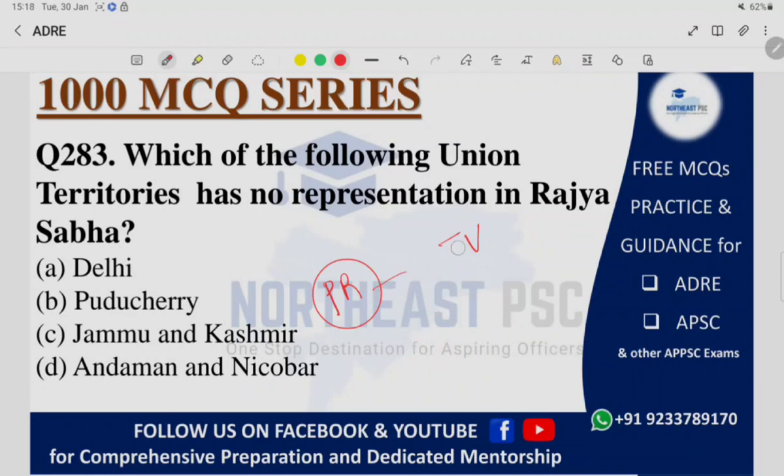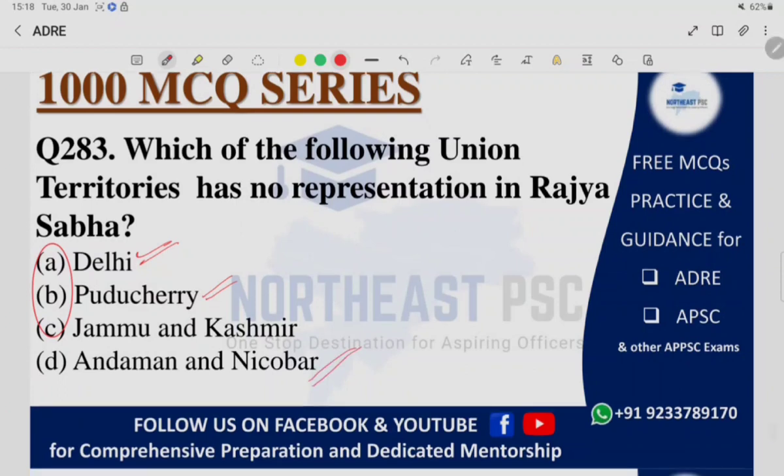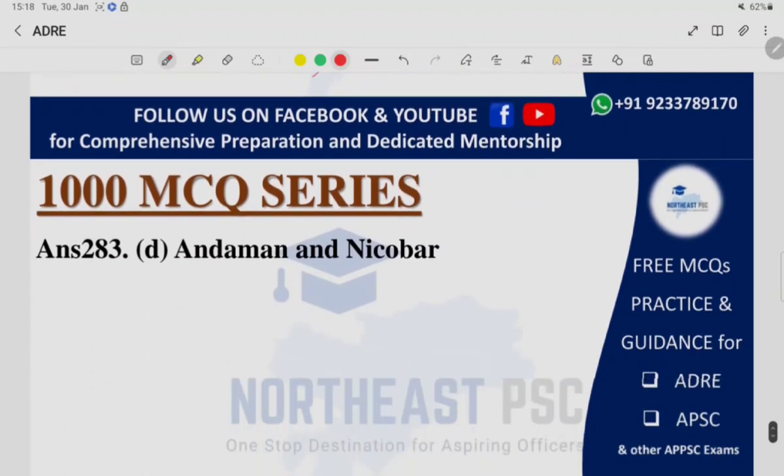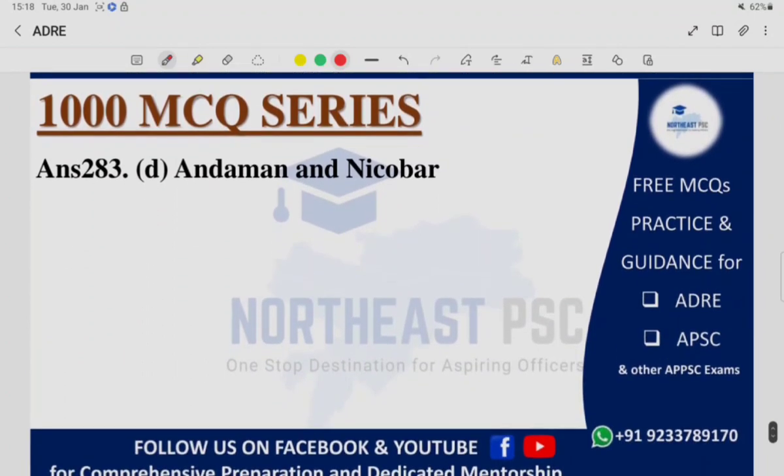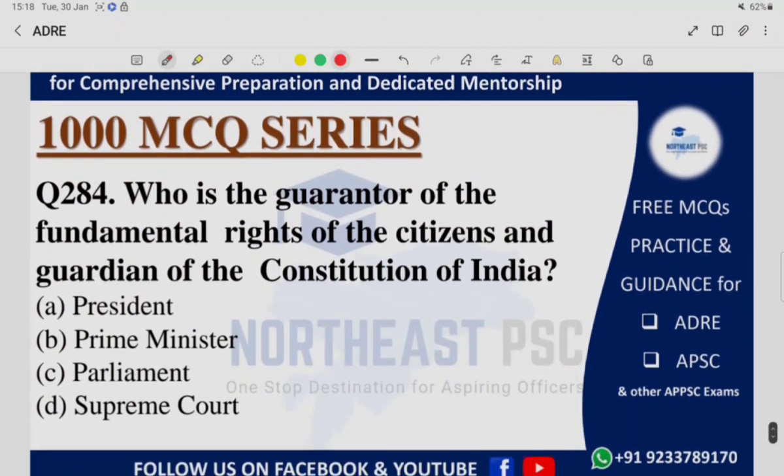So what we know is that there are some union territories that have a legislature. In Delhi we see a legislative assembly, in Puducherry we see a legislative assembly, and in Jammu and Kashmir we see a legislative assembly. Andaman and Nicobar Islands is the one where we do not find any kind of legislative assembly. So what does that say? That it will not have any kind of representation in the Rajya Sabha. So D is the correct answer. I hope that's easy. Okay, moving to question number 4.